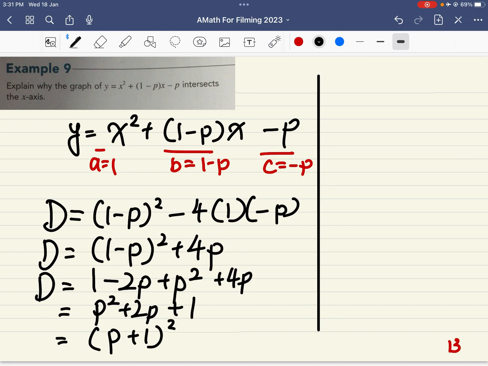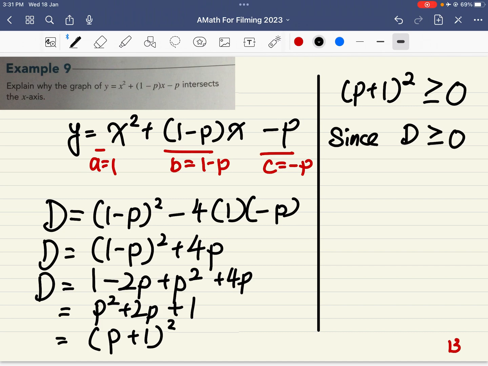So now, what I can actually say is this: p plus 1 squared, when you square a number, we've done this multiple times already, p plus 1 squared will always be greater than or equal to 0. So now I can make the statement, since my discriminant is always greater than or equal to 0, minimally you will have real and repeated roots when D equals 0, and when D is greater than 0 you will have real and distinct roots. So in this case, I can say, hence, the graph intersects the x-axis.